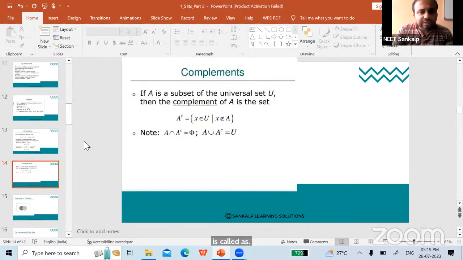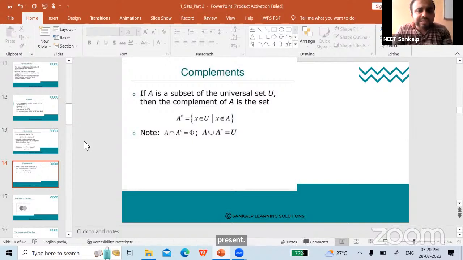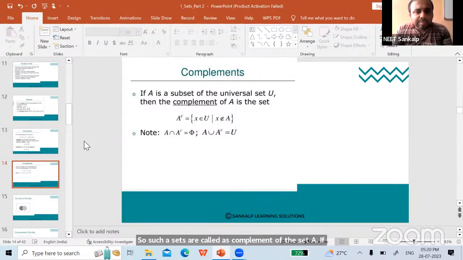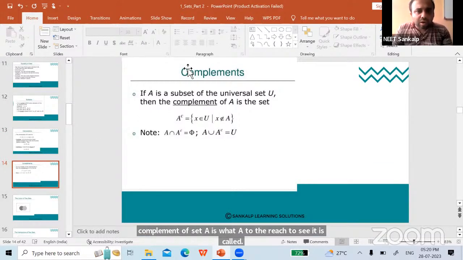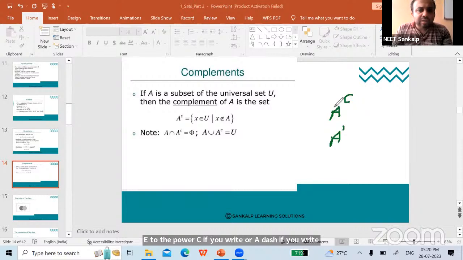Next, the complement set. Complement means the elements which are not present in A but should be present in the universal set. Such a set is called the complement of the set A. If A is a subset of the universal set U, then the complement of set A is A to the power C. You can write A to the C or A dash; both mean the same.